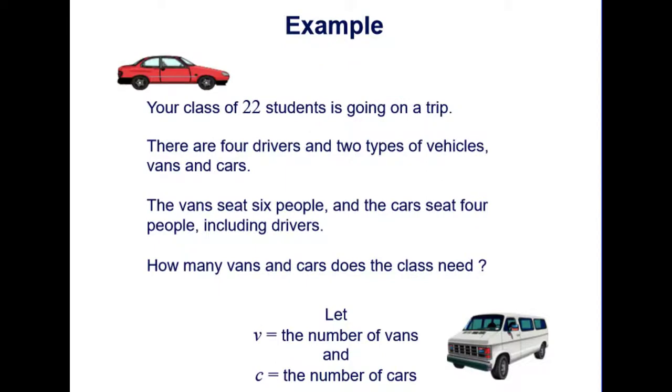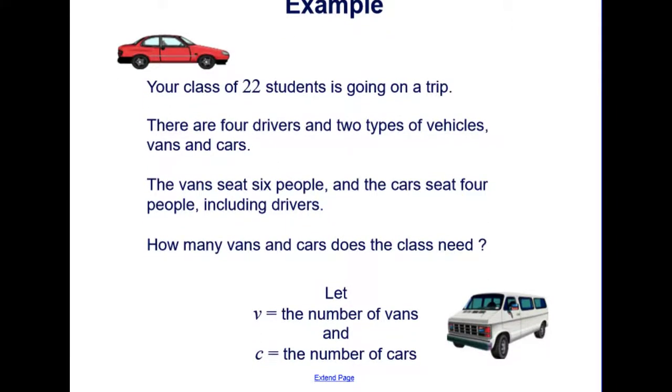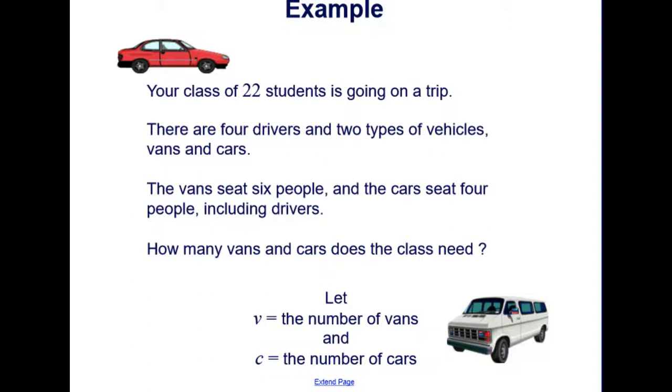Here's another example. So now we have your class of 22 students is going on a trip. There are 4 drivers and 2 types of vehicles, vans and cars. The vans seat 6 people and the cars seat 4 people, including the drivers. How many vans and cars does the class need? So we're talking about vans and cars, so let V equal the number of vans and C equal the number of cars to define our variables.